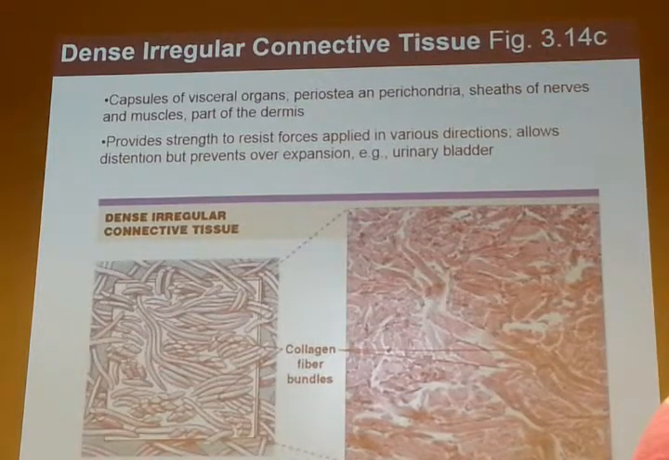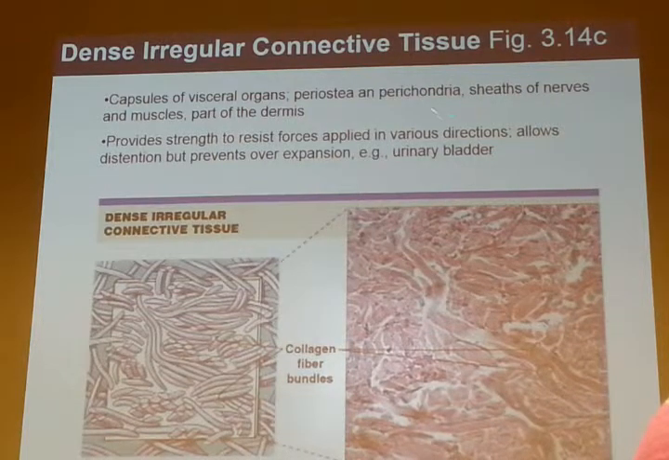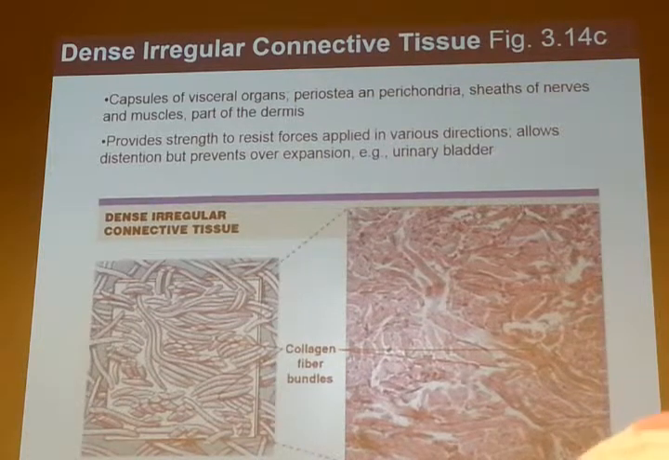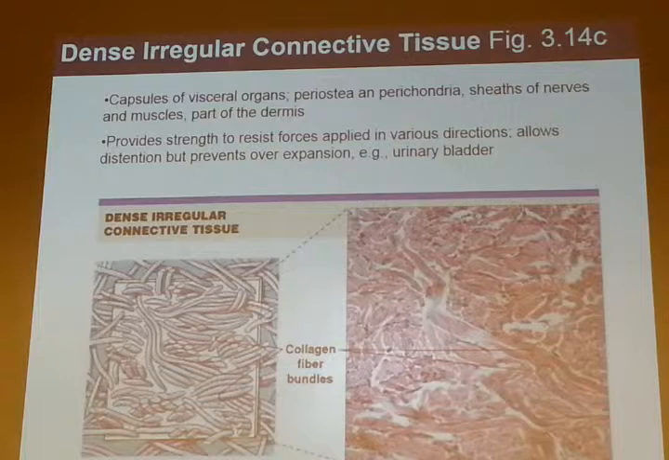And sheaths on nerves will be this dense irregular connective tissue, that deeper part of the dermis, dense irregular connective tissue, providing strength and a little stretch, but not much stretch. So overexpansion of the bladder, after 2 liters, you probably can't expand it anymore. You've got to head to the bathroom.